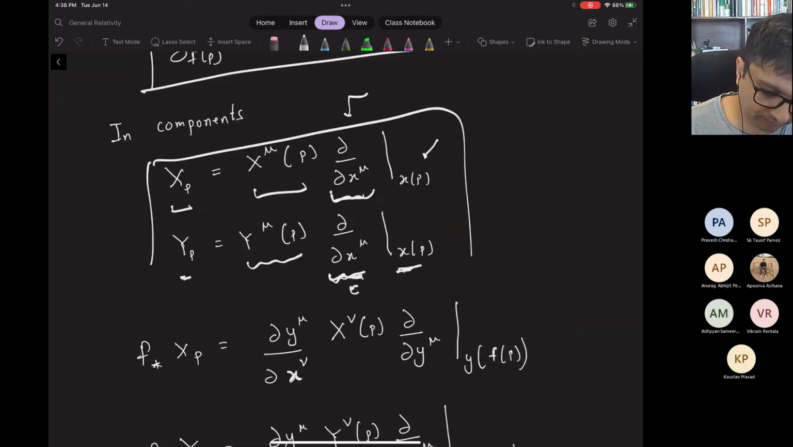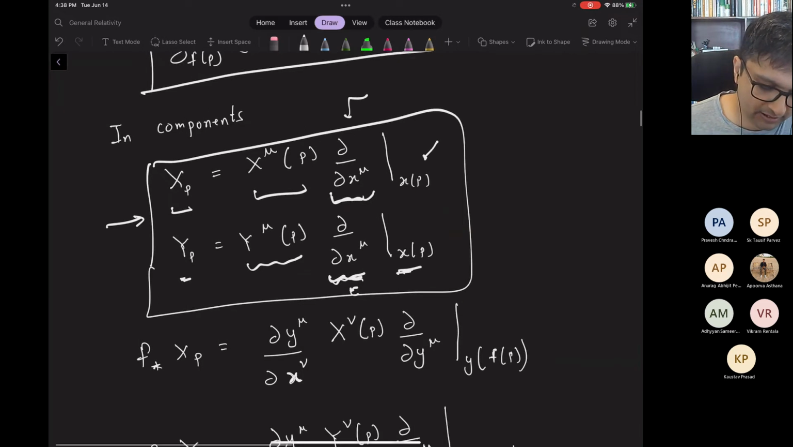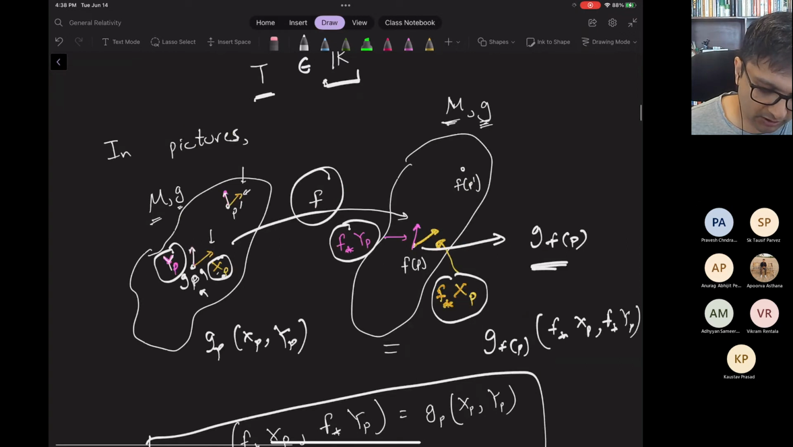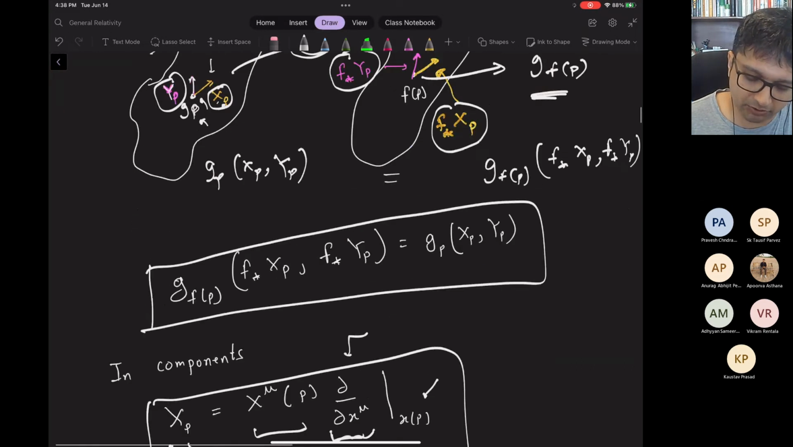Okay, so these define the two vectors that I have over here. Now, if I want the push forward of this X_P, I want to push it forward, and now for the first time I'm actually using F. We see that F induces a map F star, which is unique, which gives me the push forward map.